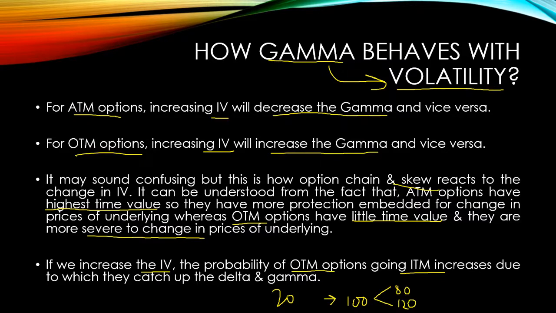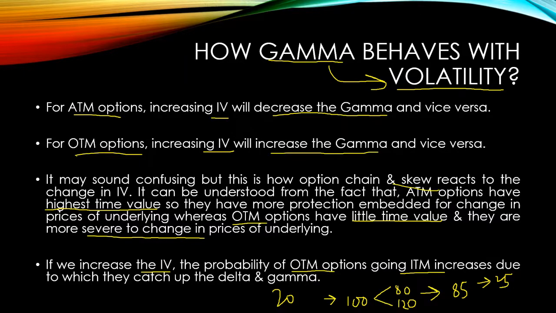So for example, let's say I pick a put option of $85. If the current IV is 20 and the possible range of this stock is 80 to 120, what would be the delta of the $85 put option? I think it might be around 30, 35. Let's say it has a probability of 25. It has a 25% probability of going in the money.